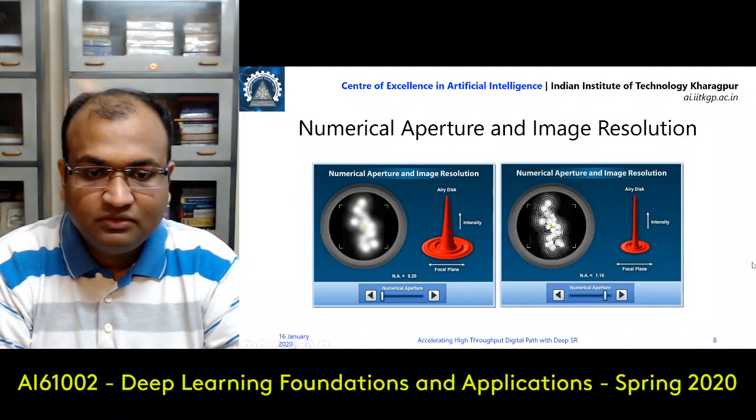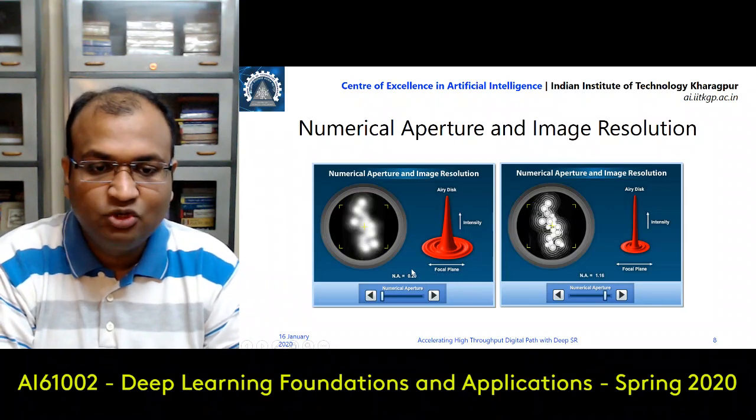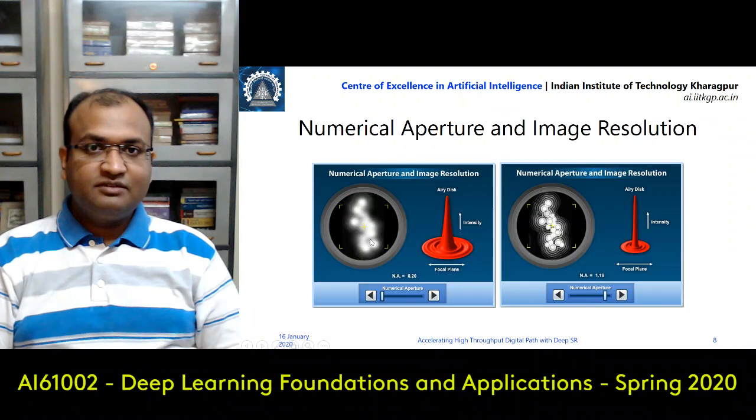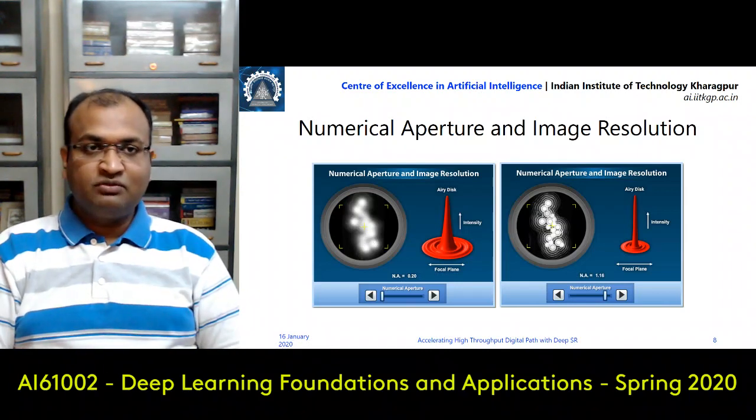Now here we have this example: when you have a very low numerical aperture, what happens? A very low numerical aperture is associated with a very small theta, because it's essentially mu sine theta, and mu is 1 for us.